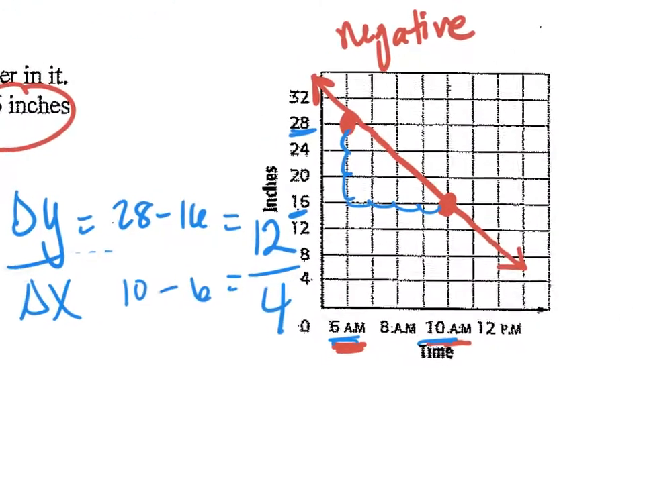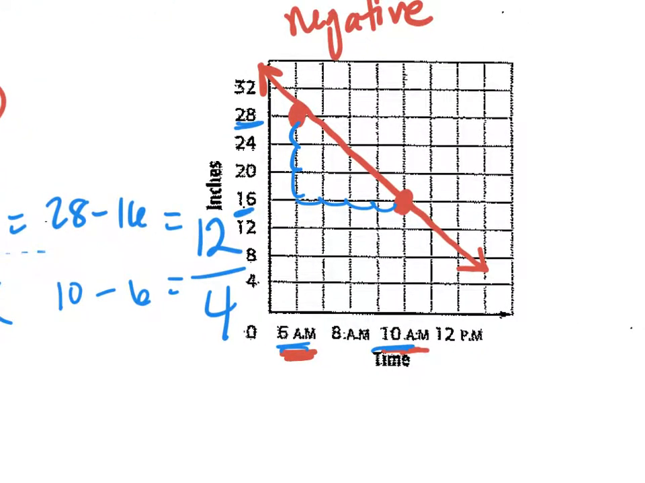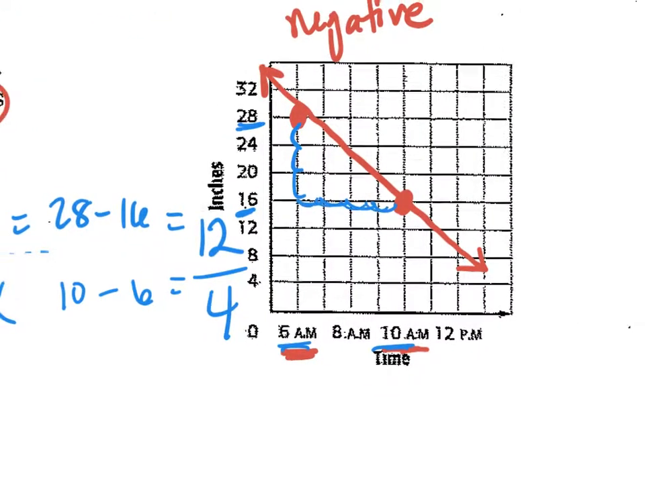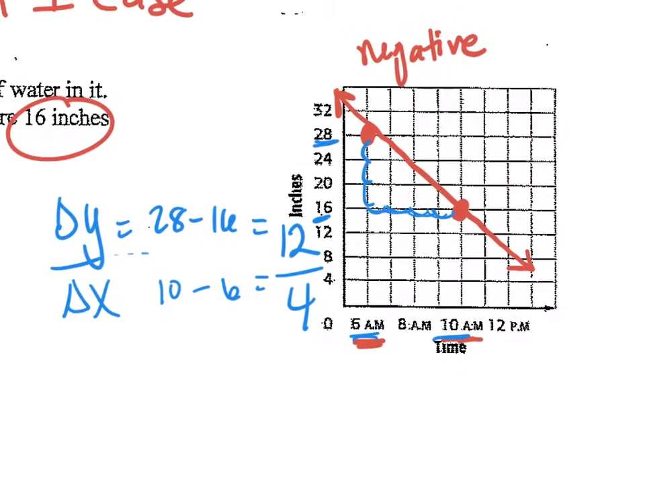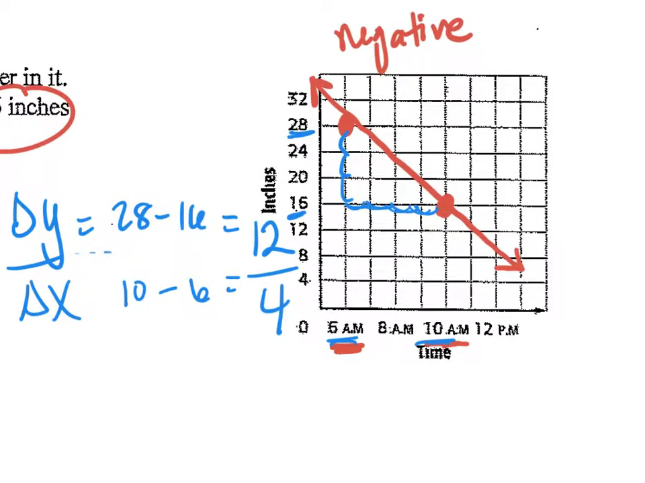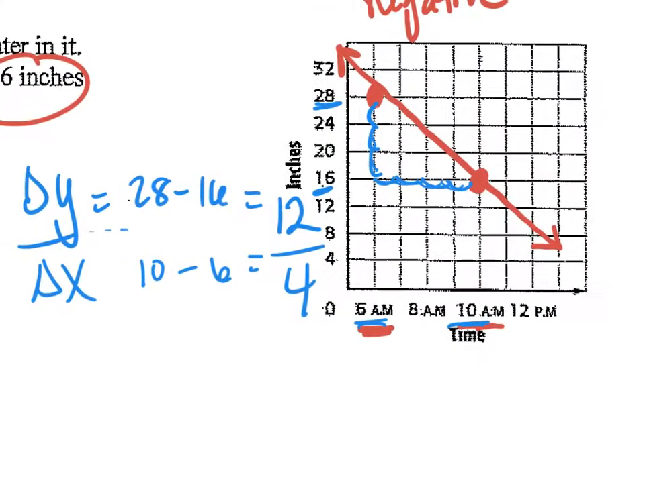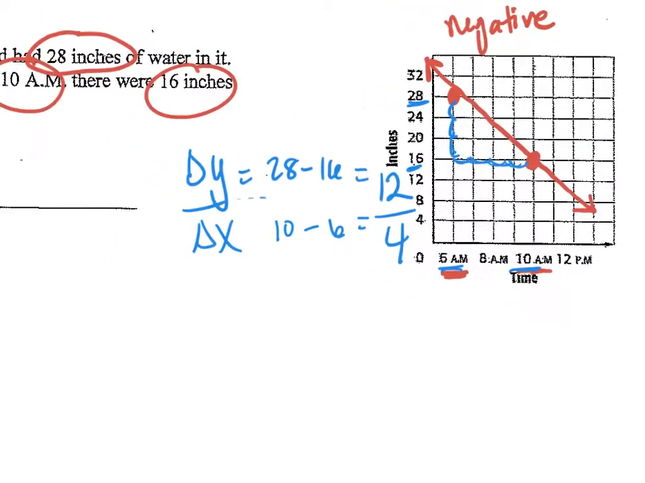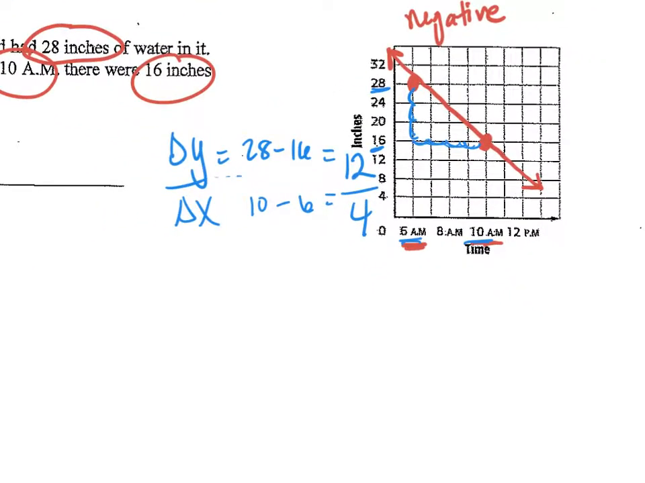So, make sure you're reading your graph. Like if you were just counting squares, that would be 4 squares, which is actually okay. But from 28 to 16, how is it 4? 10 a.m. minus 6 a.m., 4 hours. 6 plus 4 is 10. Right. 6 plus 3 is 9. So we're going to simplify it.